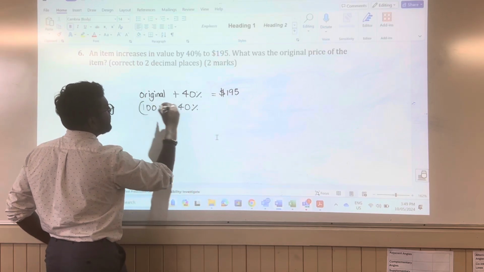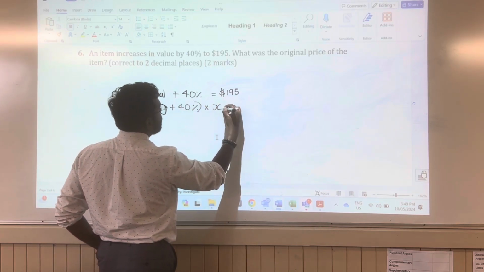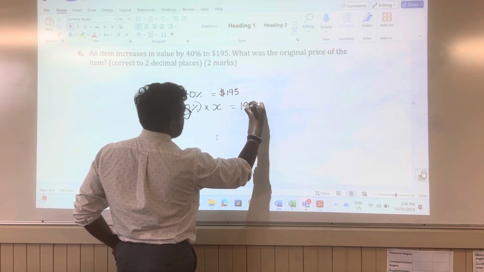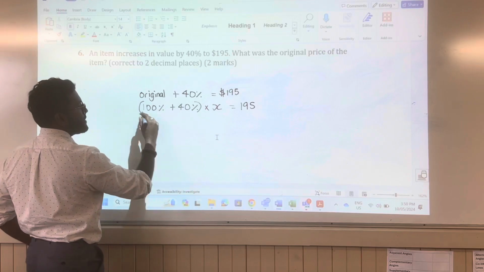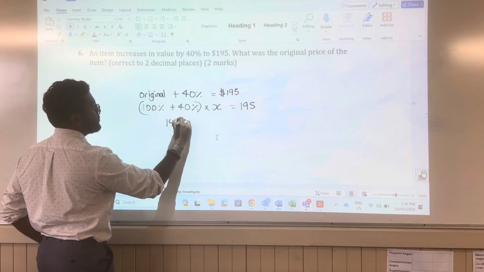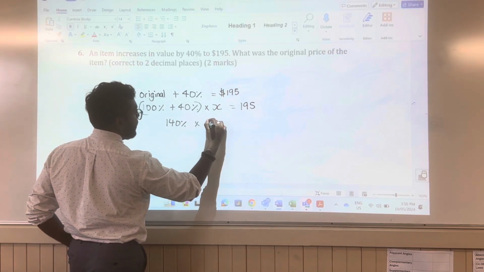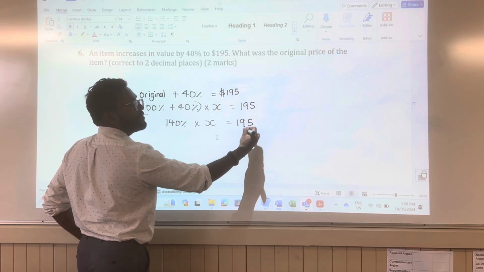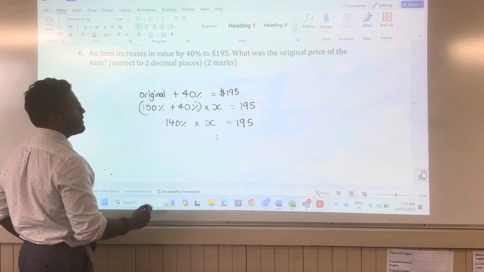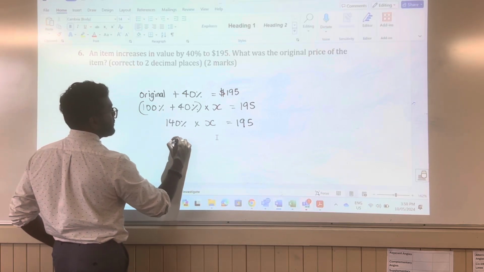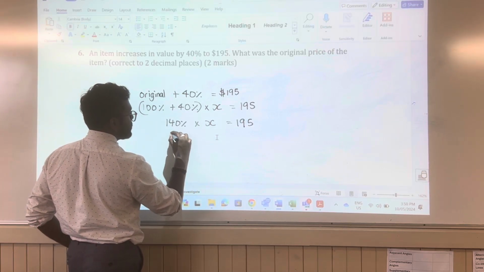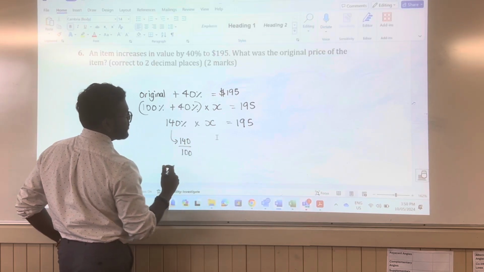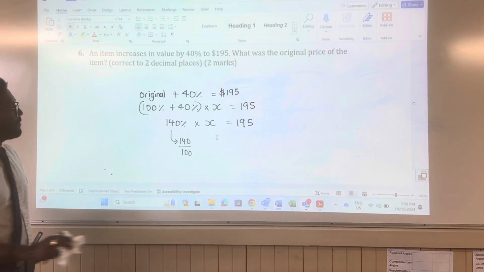Okay, and that's going to multiply your original item. Okay, and that's going to be 195. So what's that going to be? That's going to be 140% times your original item is going to equal 195. Now, what is this as a fraction or as a number? As essentially 140 over 100, which is essentially 1.4.